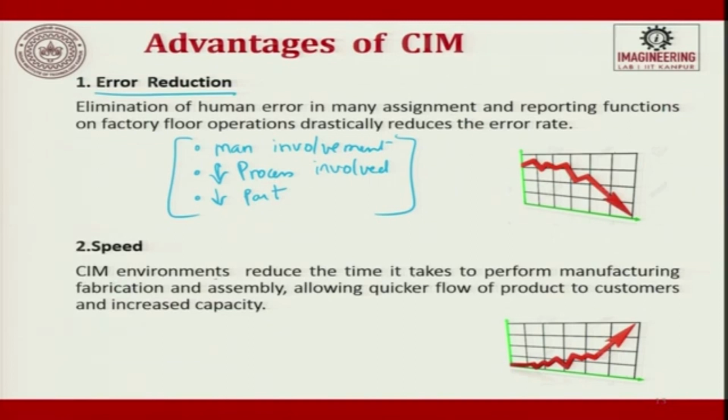Speed: SIMS environments reduce the time it takes to perform manufacturing, fabrication and assembly line. So, speed here we are talking about agile. Agile means how quickly I can respond to the market. That means when there is a change in the market, it is quickly communicated to the factory, and factory people start changing their requirements to meet the customer need. So, this is the speed which we talk about.